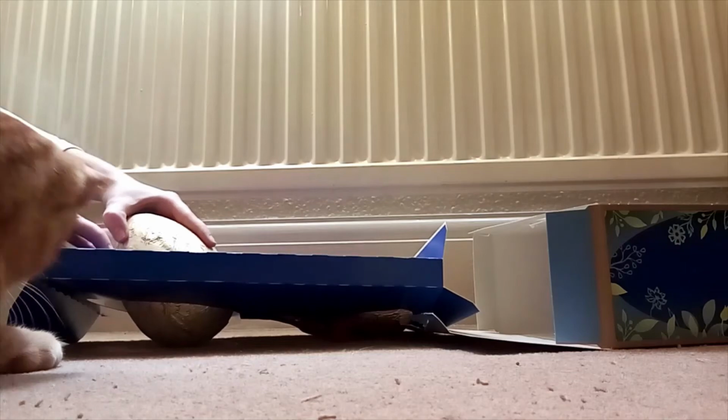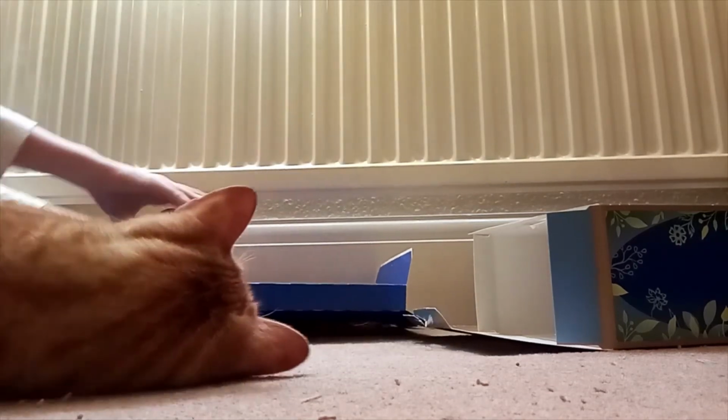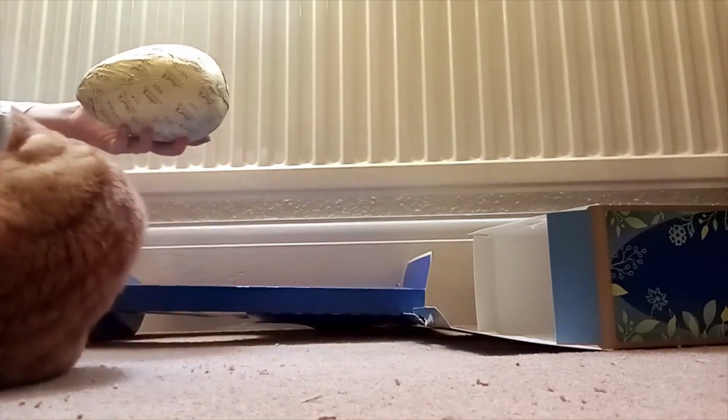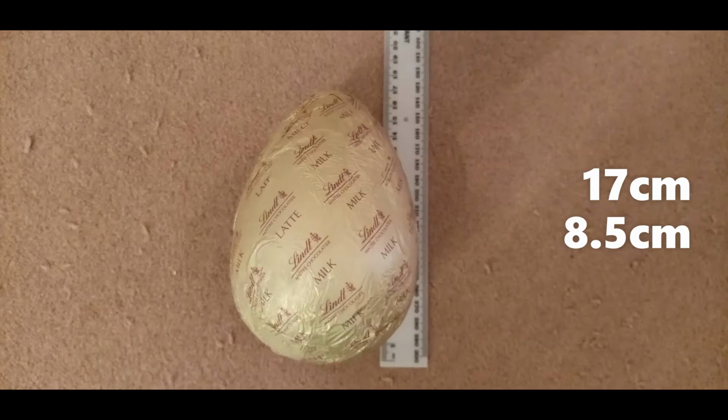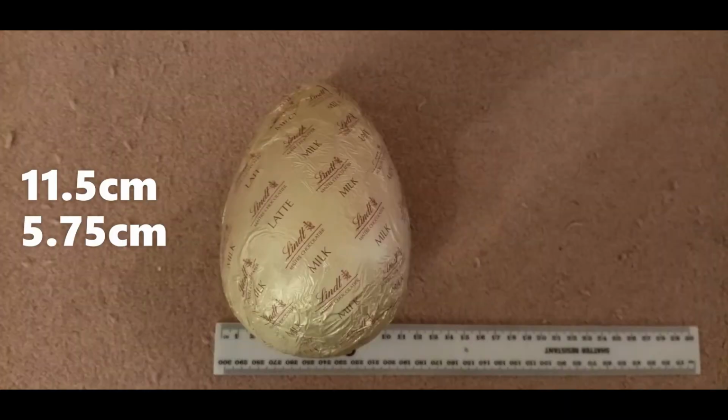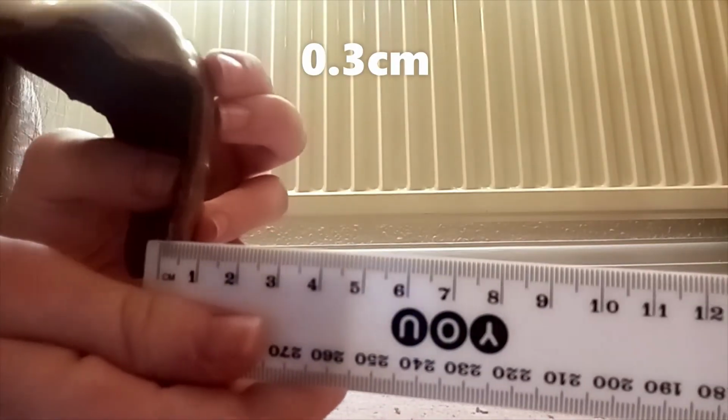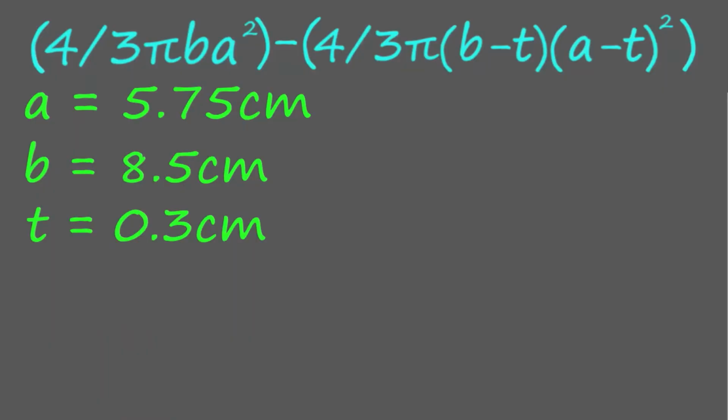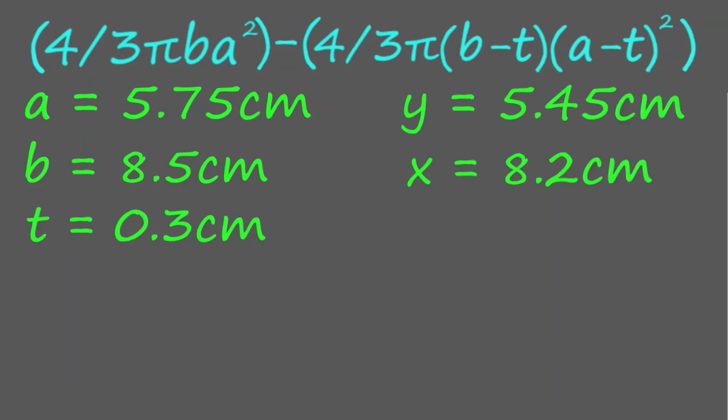And so, okay, right, let's find the dimensions of this egg. So, 17 centimeters divided by 2 is 8.5, 11.5 centimeters divided by 2 is 5.75, and the thickness is 0.3 centimeters. We now have our values. A equals 5.75 centimeters, B equals 8.5 centimeters, and T equals 0.3 centimeters. And we use this to find out that Y equals 5.45 centimeters and X equals 8.2 centimeters.